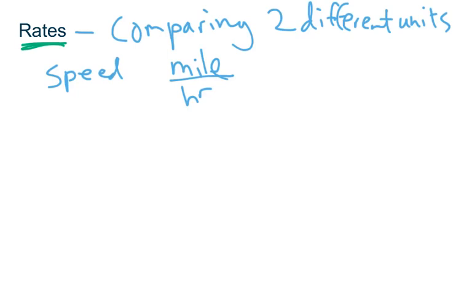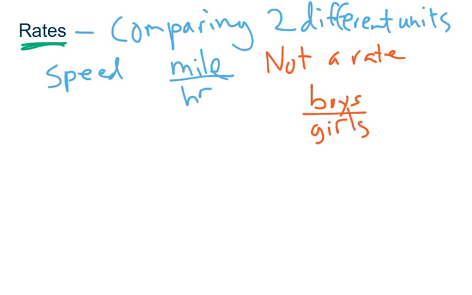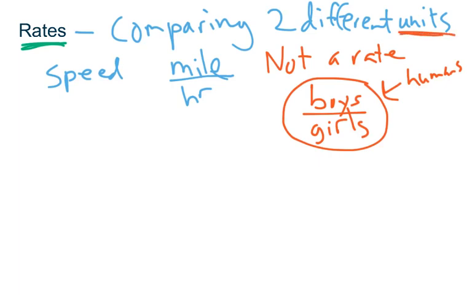Now, something that's not a rate would be boys to girls. And even though there are differences between boys and girls, they still fall in that category of, these are all humans. These are people. These are the same thing. Or if you're comparing green marbles to red marbles, they're the same thing. And so they're not a rate, because for a rate, we're comparing two different units. Like a mile, which is a measure of physical distance, and this is a measure of time. And those are two very different things.